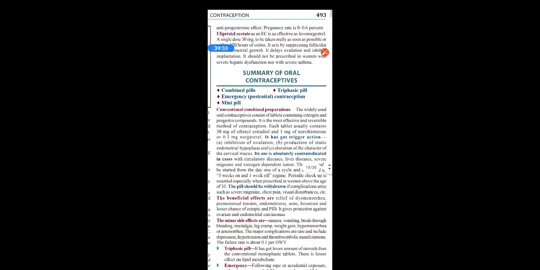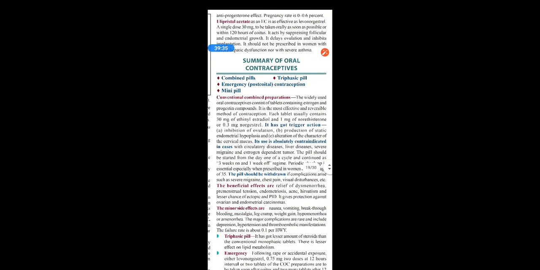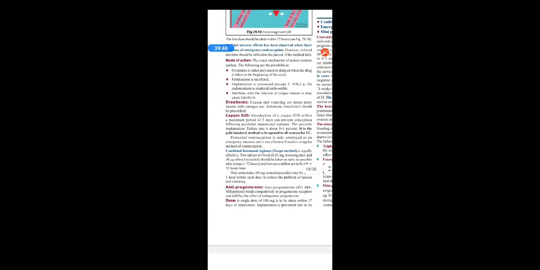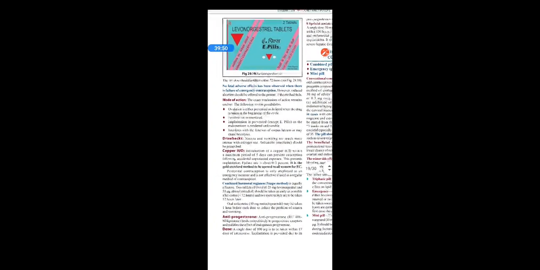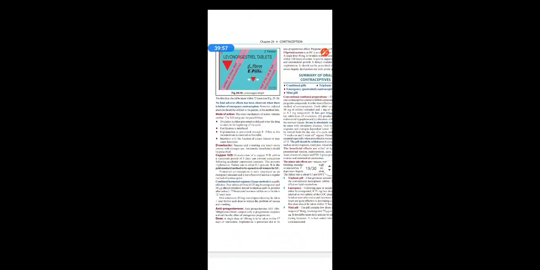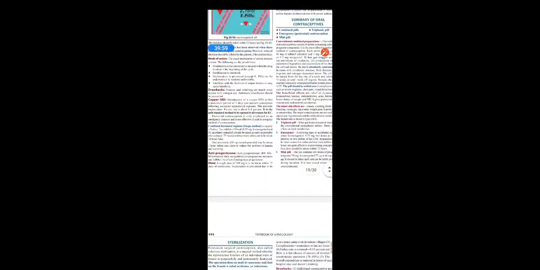Coming to the summary of oral contraceptive pills, we have seen the combined pills, emergency contraceptive or postcoital pills, triphasic pills and the mini pills. So this completes the steroidal hormone contraceptions and the temporary methods of contraception. In the next class we will see the permanent method of contraception, sterilization.